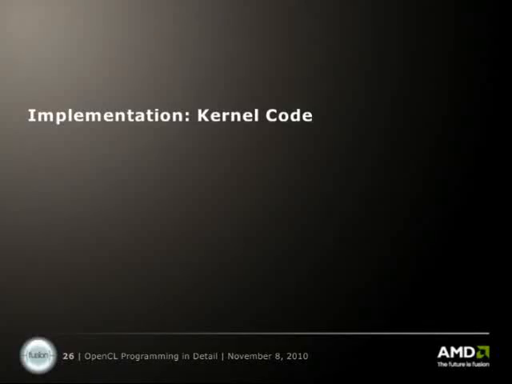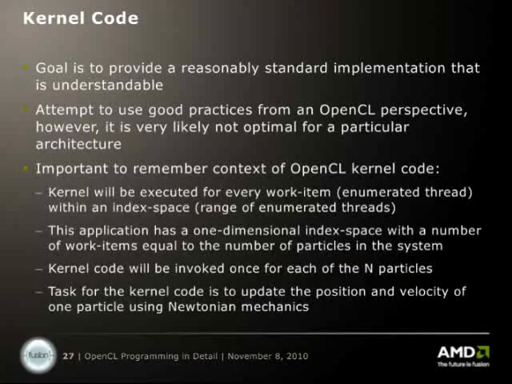Okay, now I want to move on and discuss the implementation of the kernel code. The goal here is to provide a reasonably standard implementation that's understandable, with an attempt to use good practices from an OpenCL perspective. However, I should point out it's very likely not optimal for a particular architecture. It very likely can be optimized for a given device, but the idea here is to keep it somewhat general to make it more understandable.